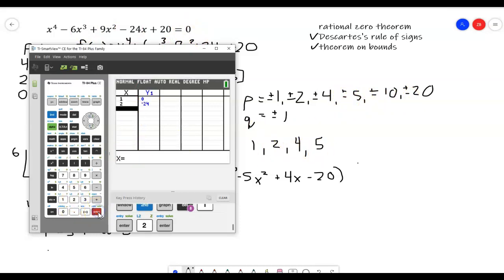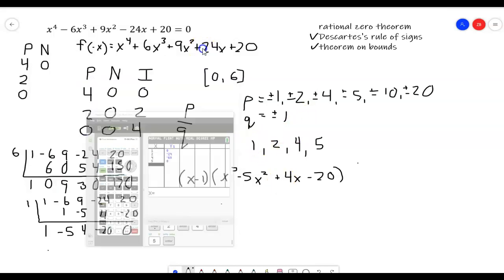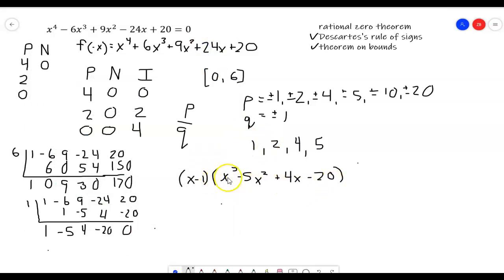So is 2 a root? It is not. Is 4 a root? It is not. Is 5 a root? It is a root. So I know that 1 and 5 are roots. So for this second one here, let's go ahead and use synthetic division on 5. So now I'm going to pull out a 5. And we're left with these coefficients here. So that's a 1, a negative 5, a 4, and a negative 20.